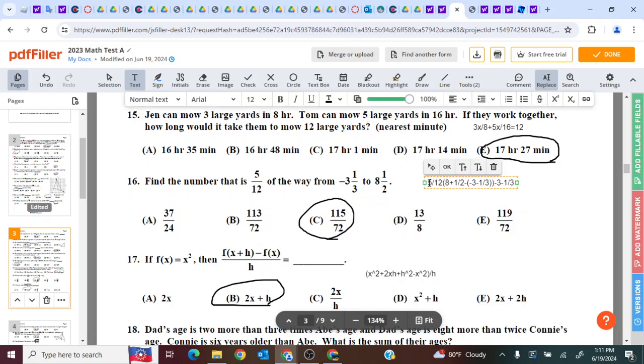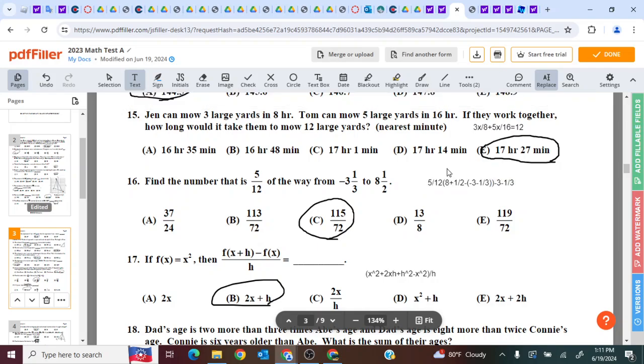So if you do all that, you'll get a number that is this distance from -3 and -1/3, and you will get 115 over 72. If it gives you a decimal instead, go to math and then click on number to fraction, and it will convert that number to a fraction, as seen here.